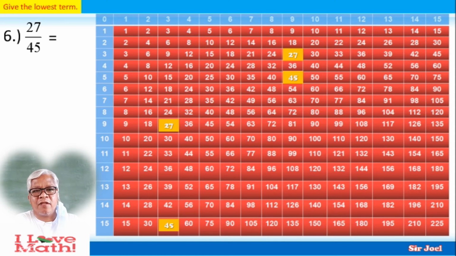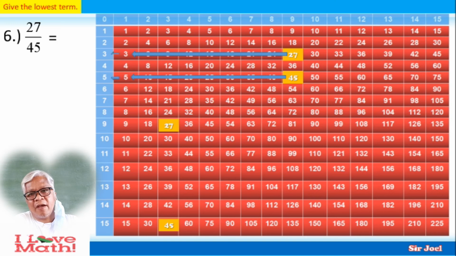So, between the two, 3 and 9, alin ang greatest common divisor na pwede natin gamitin? Siyempre pa, obvious, 9. So, what is 27 divided by 9? The answer is 3. And then 45 divided by 9, the answer is 5. If you notice, meron ka ng 3 and 5. Meron ka pa bang nakikitang 3 and 5 in other columns bukod sa column 1?